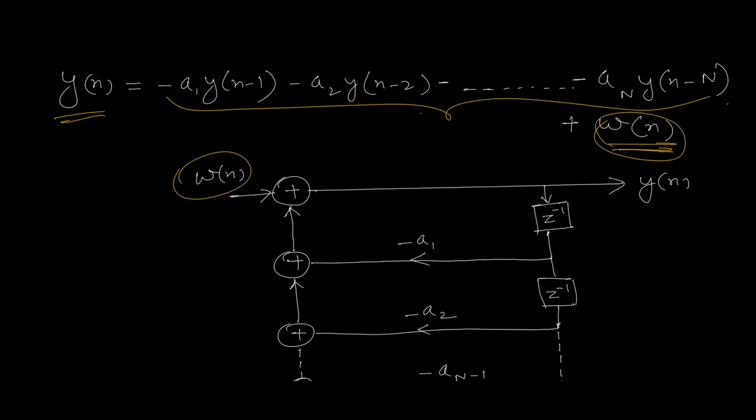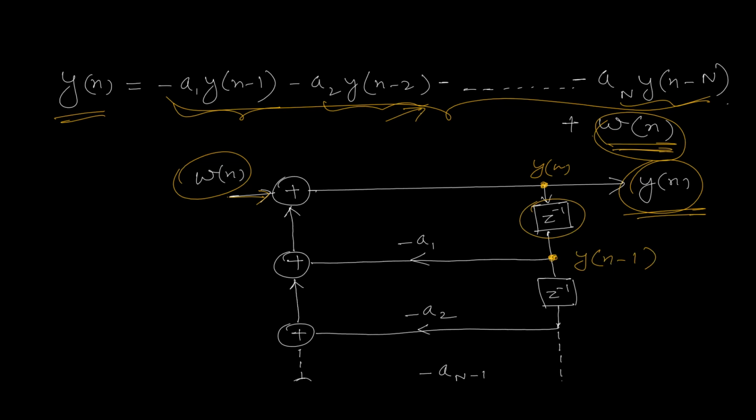So this w of n is fed to this side, and this will get added up with all the delays of y. These delays are actually introduced due to feedback. You can see here is my output y of n. So at this point I'll consider this as y of n. Now this is again the same delay element, it will delay my output by 1 unit, and I'll get here y of n minus 1.